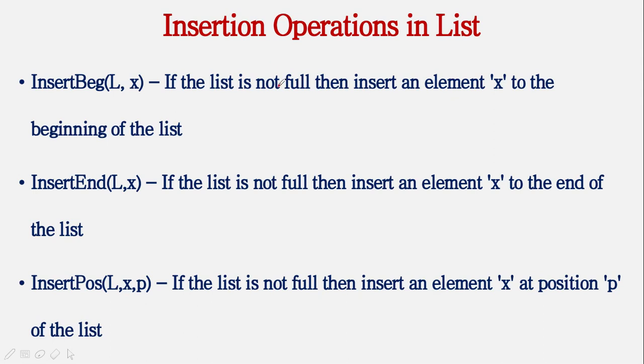And next there are various insertion operations that can be done on a list. As we discussed, there is no restriction in list. You can insert wherever you want. You can insert in the beginning of the list or in the end of the list or in a given position. So first we will discuss insert beginning. If I want to insert an element in the beginning, two things should be known to me. One is the list in which I am going to insert. Second is the element which is going to be inserted. So two parameters are passed, and when we define the operation in the ADT, we say that if the list is not full, then you insert an element X at the beginning of the list.